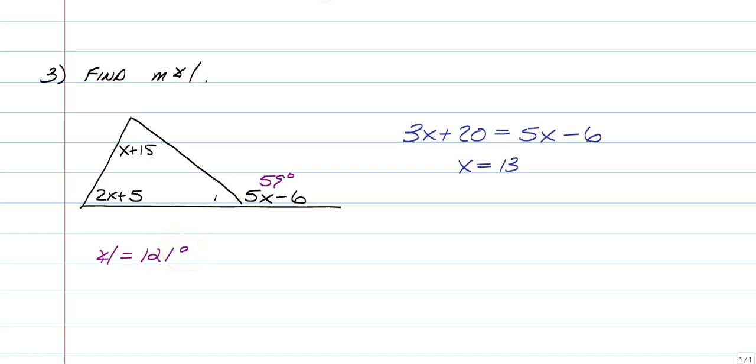The other thing you could have done is substitute 13 into these two. So 13 plus 15 would have given you 28, and then we have 13 times 2 plus 5 is going to give us 31. And if we were to add those two together, we would still have 59. And since triangles add up to 180, we would subtract both of those and end up with angle 1 is still 121 degrees. So again, it really didn't matter what you did after you found 13. If you found 13, you can finish the problem and find the measure of angle 1.